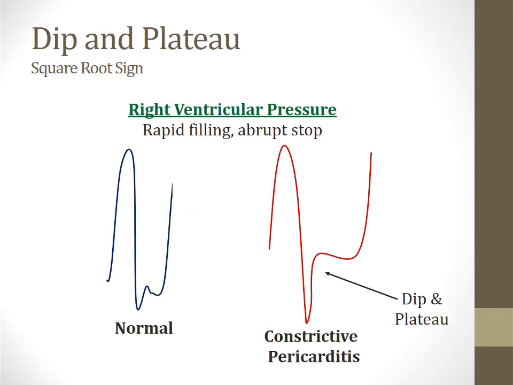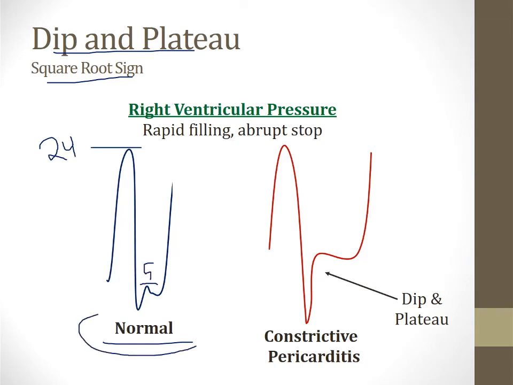Another classic hemodynamic finding of constrictive pericarditis is called the dip and plateau, or the square root sign. When you measure the pressure in the right ventricle of a normal patient, you see a tracing like what I've drawn on the screen here. So the pressure rises to a value of about 24 millimeters or so, and then it falls and comes up to a pressure at the end of diastole of about 5 millimeters or so. And this is what you see in a normal patient.